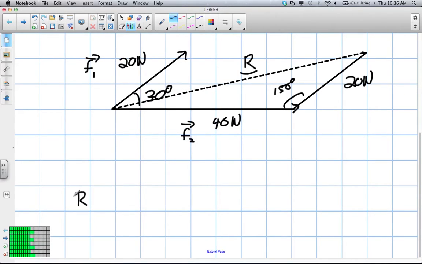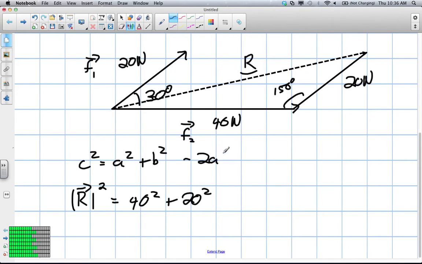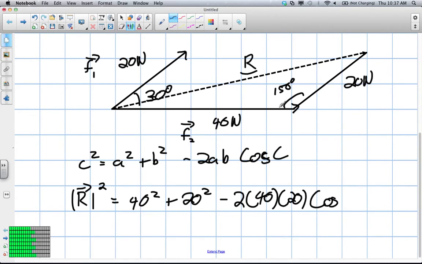The resultant force, or the magnitude of this force, squared would be equal to, and the reason I say squared is because c squared is equal to a squared plus b squared minus 2ab cos C, which is our cosine law. So 40 squared plus 20 squared minus 2 times 40 times 20 times cos C. And in this case, our C is our angle opposite of the side we're solving, which is 150 degrees.